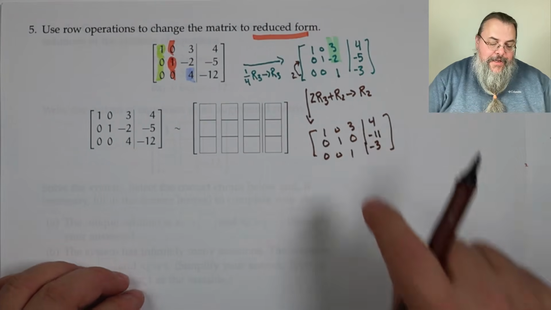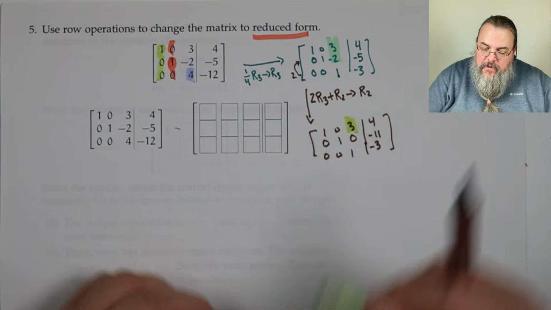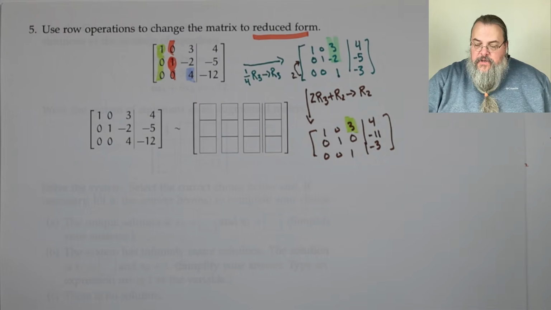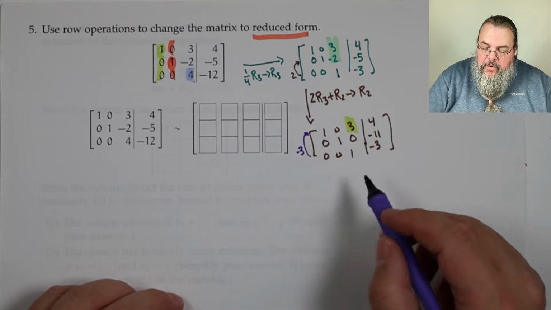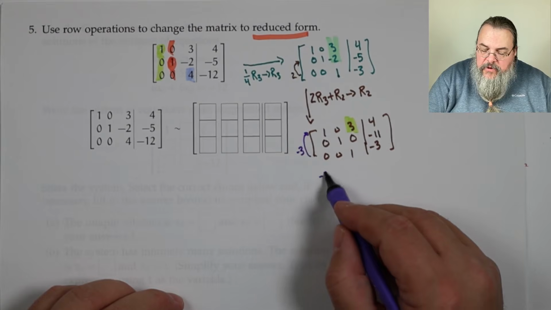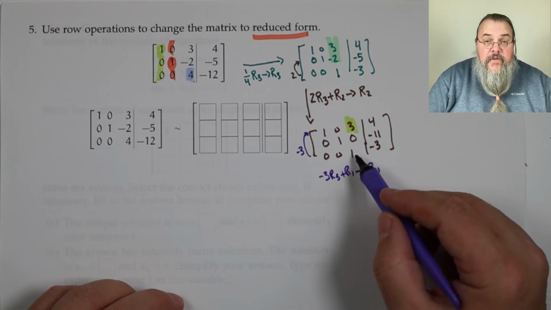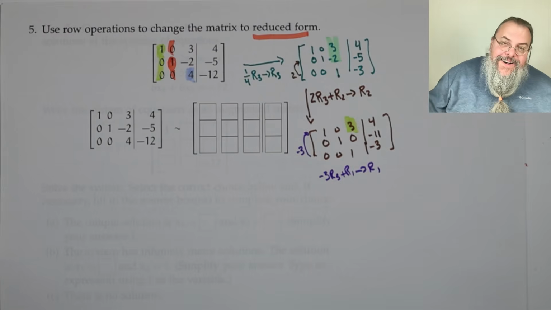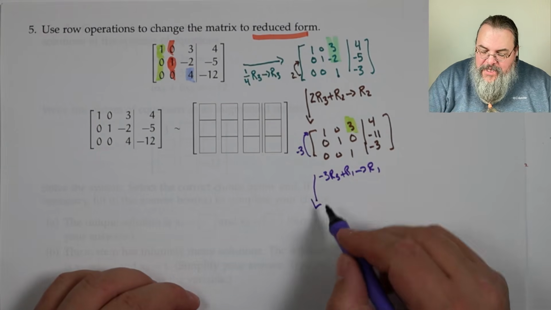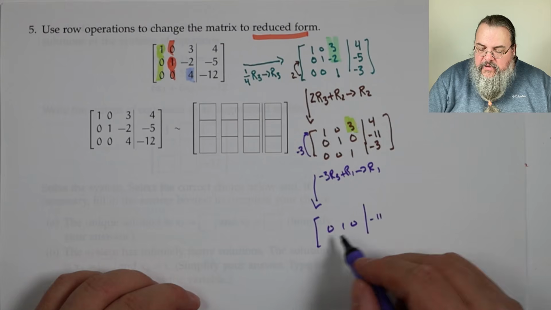Now we've got to knock out that 3. Sure, we can do that. Same thing as we just did. We're going to use the last row, and I'm going to multiply by negative 3. In particular, negative 3 times row 3 plus row 1 becomes the new row 1. Why? Because negative 3 plus 3 is 0. All right, so the last 2 rows are as is. Good.